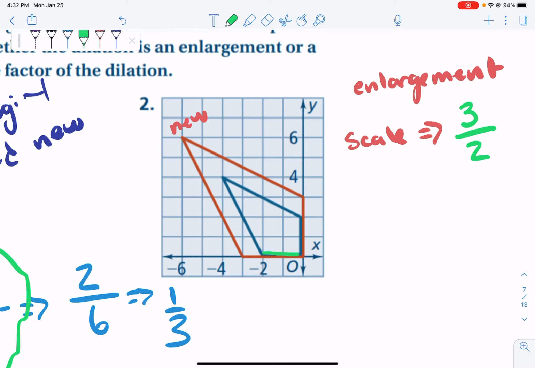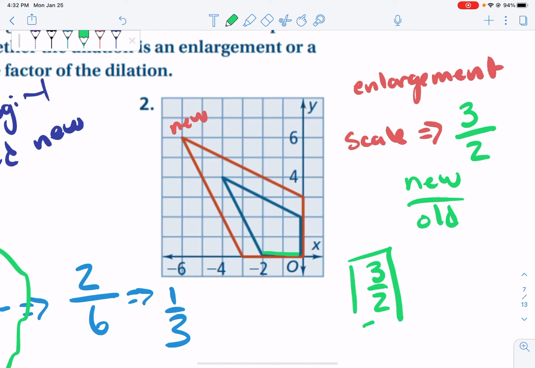So I put that on the bottom. New over old gives you the scale factor. So my scale factor is 3/2. So that's saying that you multiplied basically by 1.5 to get the new one. That does not mean it's 1.5 times bigger. That means you multiplied with a scale factor of 1.5.